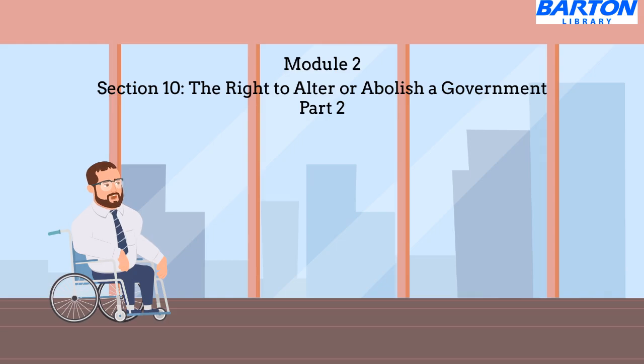Hello. Welcome back to Module 2, Foundations of American Governance. Today, we will go over Section 10, the right to alter or abolish a government. This is the second portion of a discussion we began back in Section 4. In this particular video, we will talk about how change is structurally made in government using the tools that are embedded in law, and how active citizens can likewise affect that transformation.